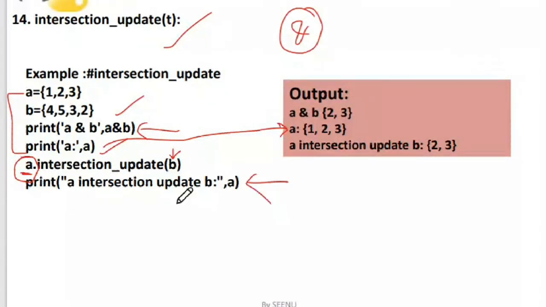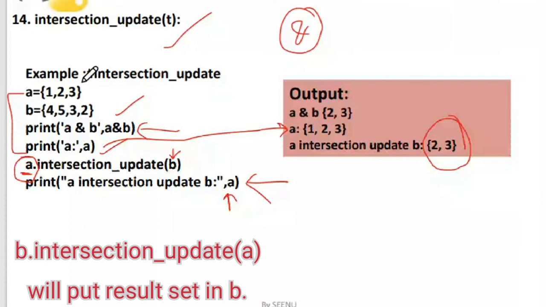I said A intersection update B has changed my set. Now when I have printed the set A, what is the answer in set A? The answer in set A is 2, 3. What should be there in A? A is having elements 1, 2, 3. So this was the original set. But what happened? Now the set has been modified, updated.